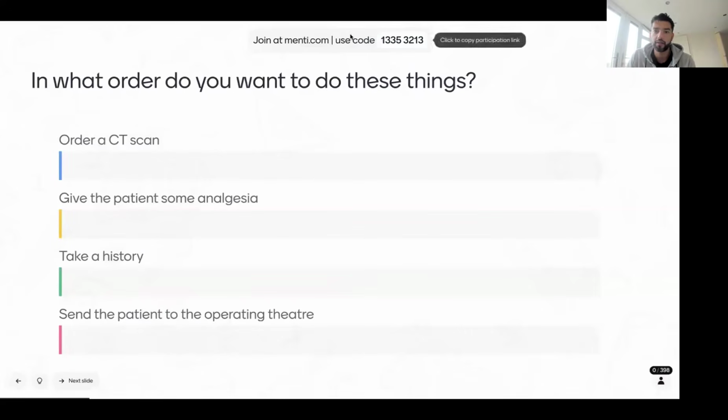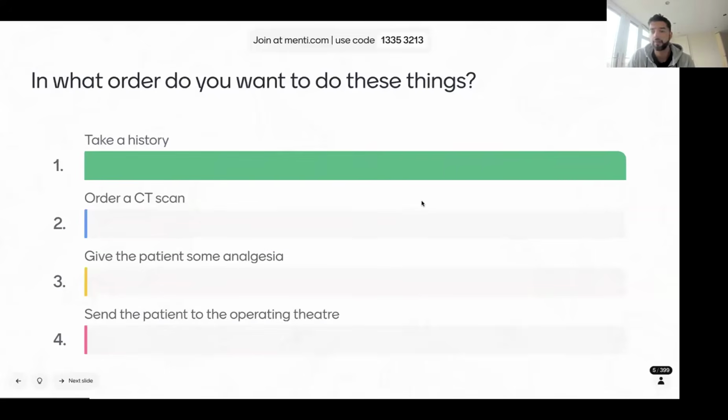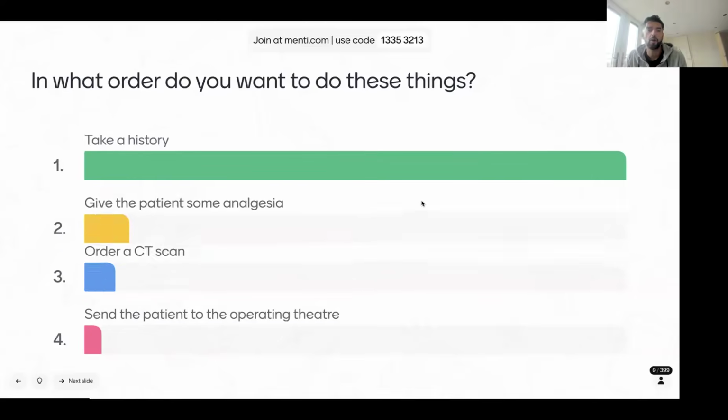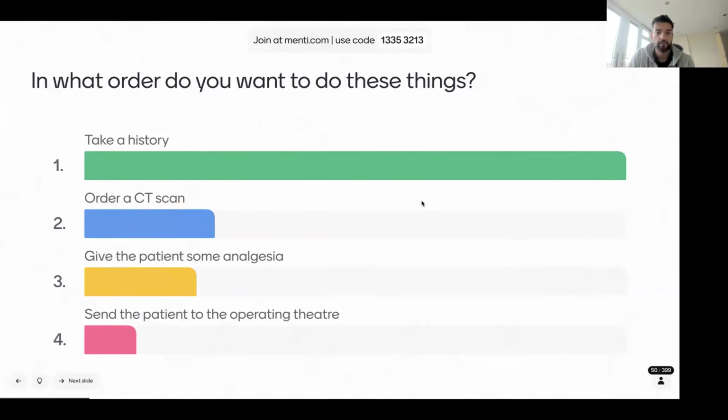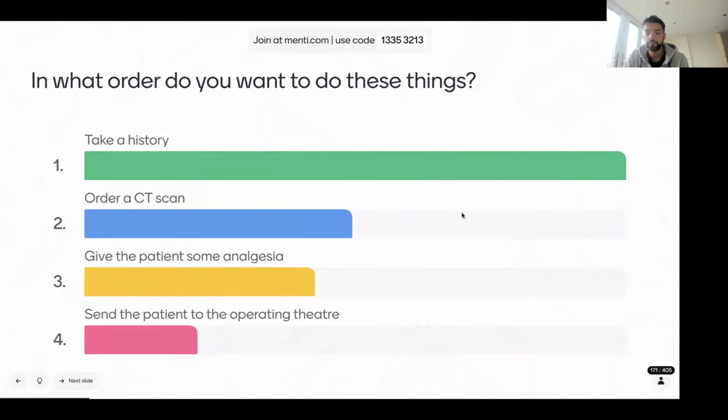So the first thing I want to start with, and hopefully this is a bit of revision from previous sessions: in what order do we want to do these things? And people are asking what analgesia is. That's just painkillers.